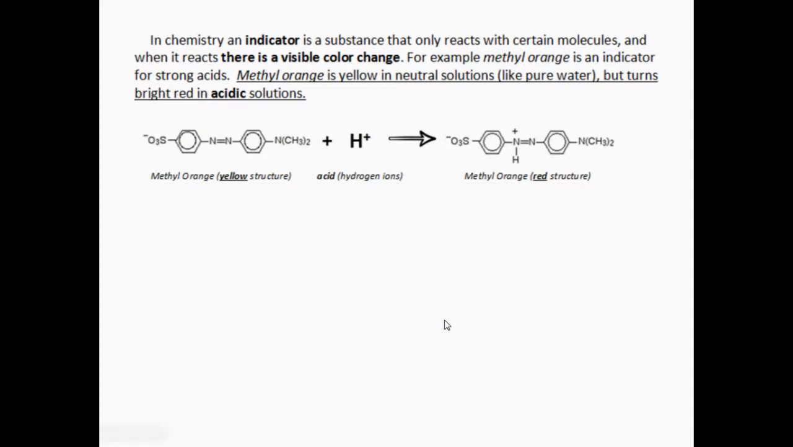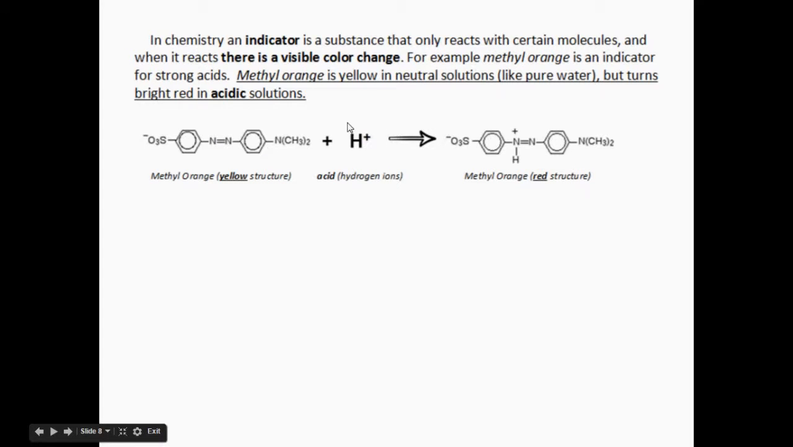Now, flip the page. I'm going to explain about indicators. In chemistry, an indicator is a substance that only reacts with certain molecules. And when it reacts, there is a visible color change. For example, methyl orange is this compound here. Okay. It is yellow in neutral solutions, like pure water. So methyl orange just normally is yellow.